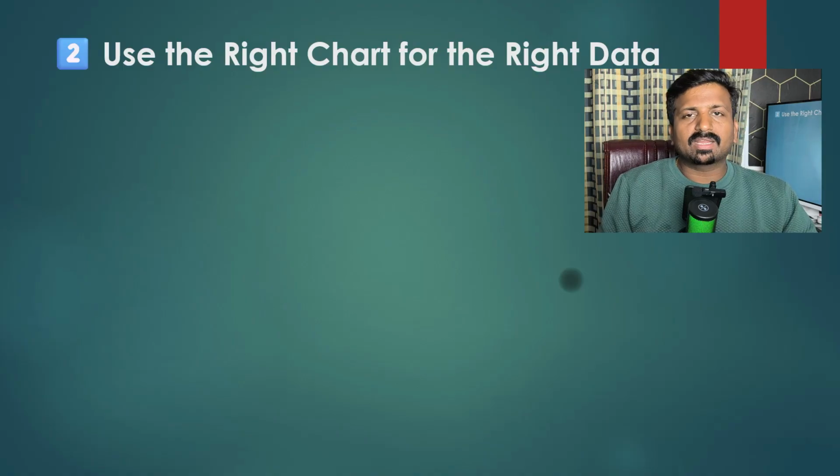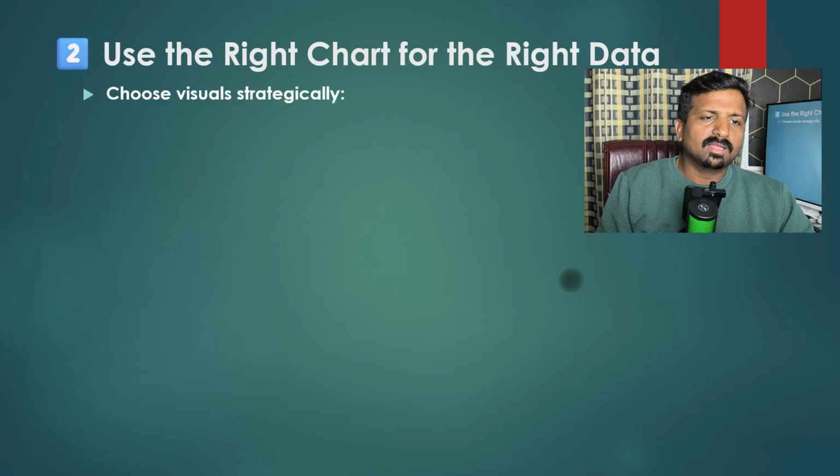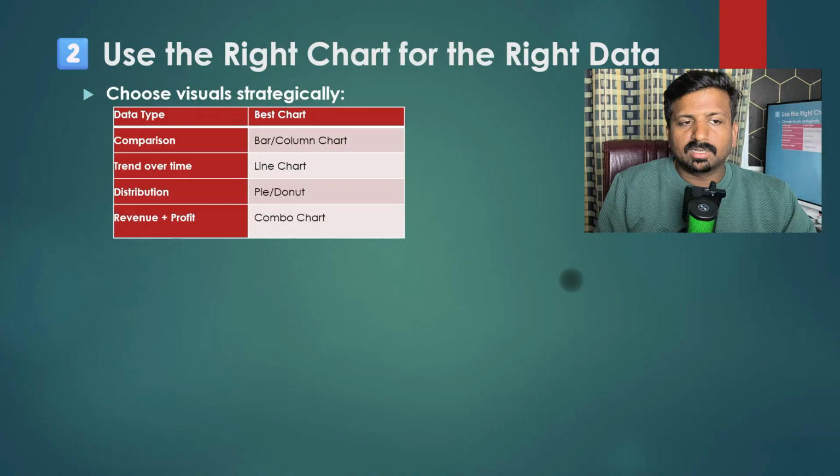So what kind of chart you should use, we have clearly defined in this. On the left side it is data type, on the right side it is best chart. So for comparison, always use a bar or column chart. For trend over time, you should use a line chart. For distribution, you should use a pie chart or donut chart. And for revenue and profit, you can use a combined chart.